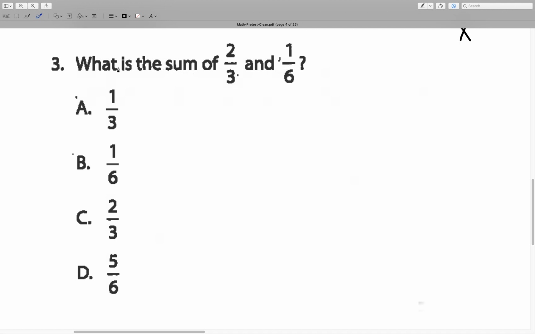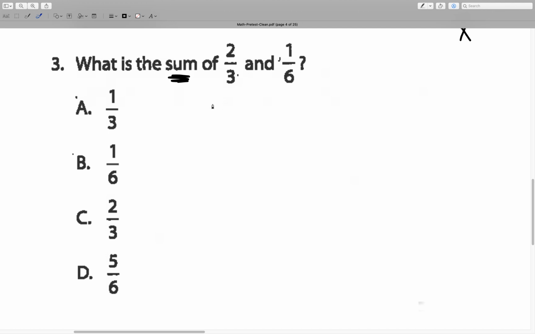Exactly. Let's go ahead and keep on going right here. The key word is right here, sum. What do they mean by sum? Does that mean add, subtract, multiply, divide? Someone tell me. Add. Exactly. Like in Spanish, sumar, right? Sumar. Sum, right? Okay. What is the sum of 2/3 and 1/6 right over here?